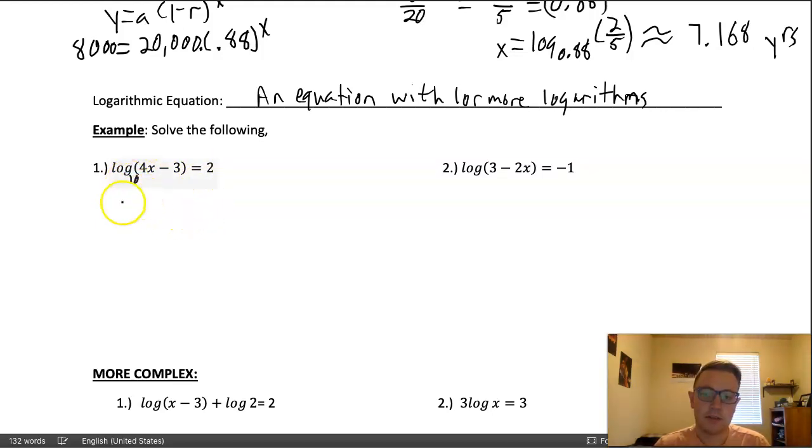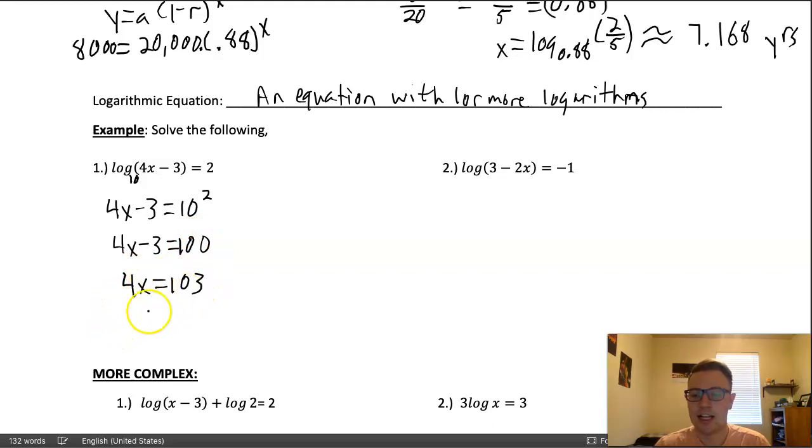So we can move the base 10 over to the other side as the base of the exponent. We'd get 4x minus 3 is equal to 10 squared, or 100. So we get 4x minus 3 is equal to 100. That would tell us 4x is equal to 103. And then divide that by 4, we get x is equal to 103 over 4. Put that into your calculator, you'd get an answer of 25.75.